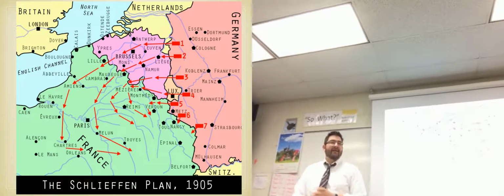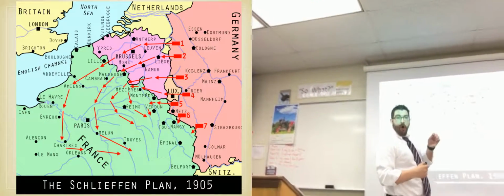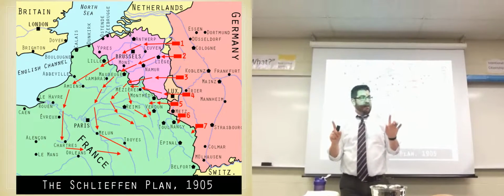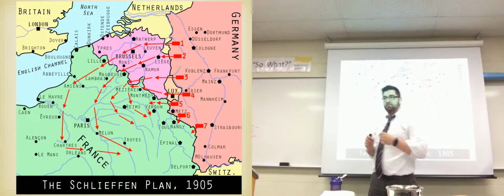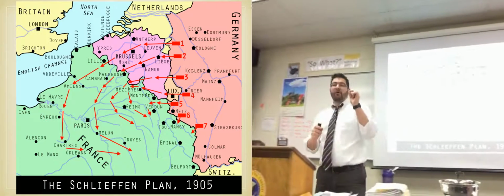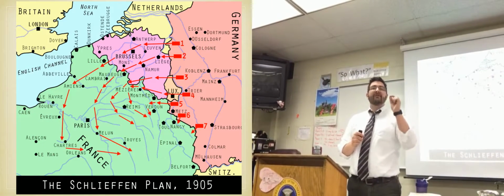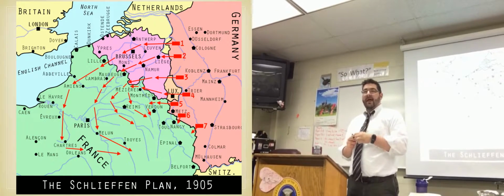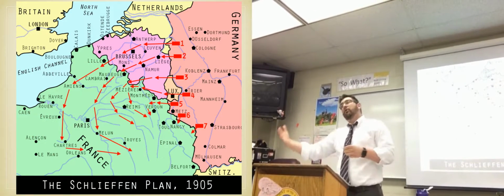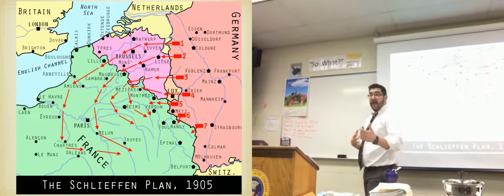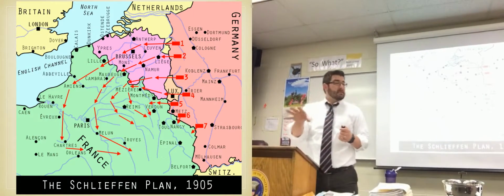So the Schlieffen Plan says, if we're going to get into a war with France and with Russia, we don't want to fight them both at the same time. So in the Germans' mind, France is a more serious threat immediately. So we have to knock France off first. And Russia is so backwards and big and lumbering and so slow that Germany will have 42 days.